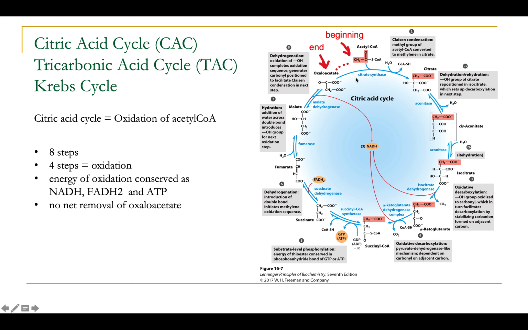In this way, during the rounds of the citric acid cycle, there is no net reduction or gain in the intermediates, and the flux through the citric acid cycle, the amount of material which could be oxidized, can be regulated by the speed at which this roundabout of chemical reactions revolves.